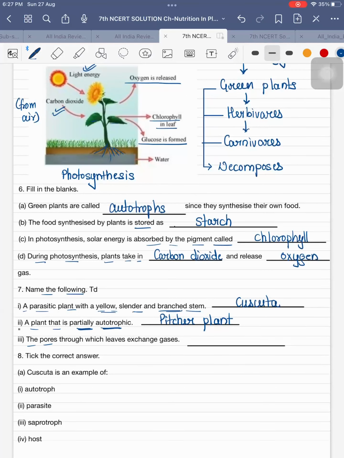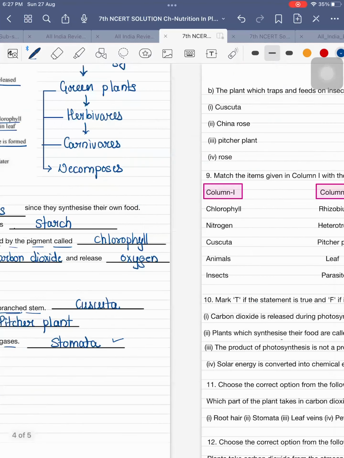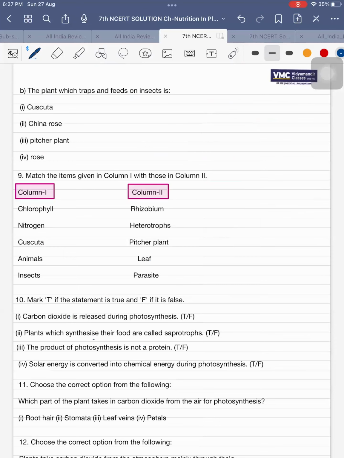The pores through which leaves exchange gases are stomata, which are present on the surface of leaves, and their function is the exchange of gases and transpiration. Next, take the correct answer. Cuscuta is an example of autotroph, parasite, saprotroph, and host. So it's an example of a parasite. Next one, the plant which traps and feeds on insects. So the plant which traps and feeds on insects is the pitcher plant, as it is an insectivorous plant.